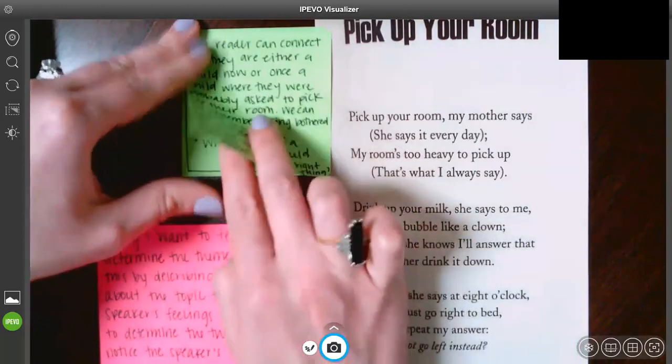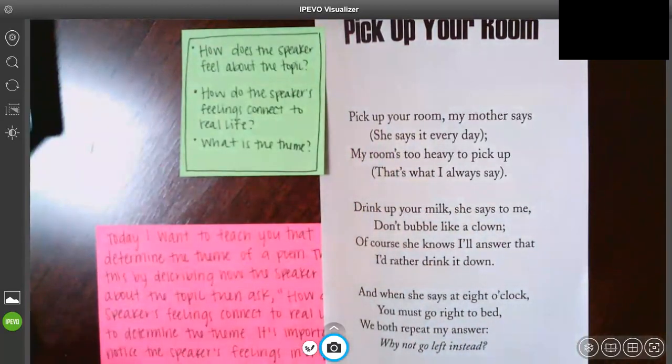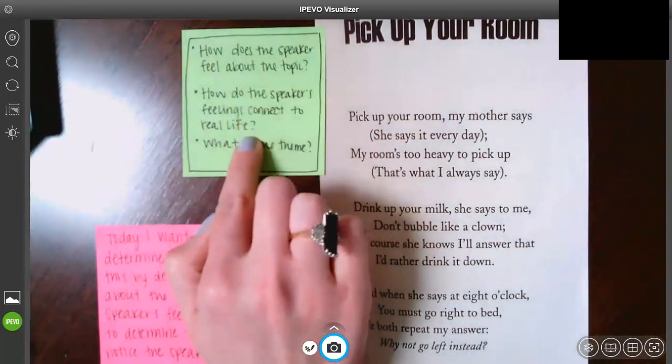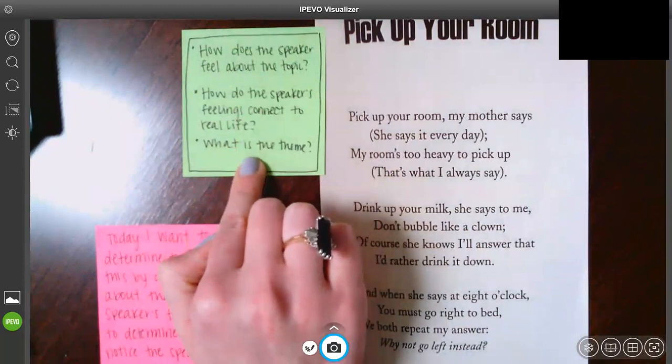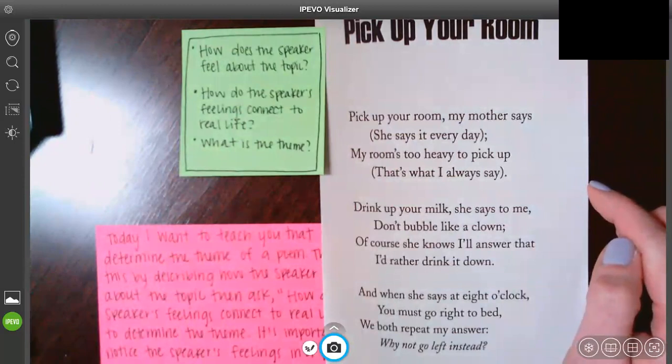As we keep reading, we're going to read stanzas 2 and 3 now, keeping these questions in the back of our minds. We're going to think, how does the speaker feel about this topic? How do the speaker's feelings connect to real life? And what is the theme? So let's dive in to the rest of the poem.